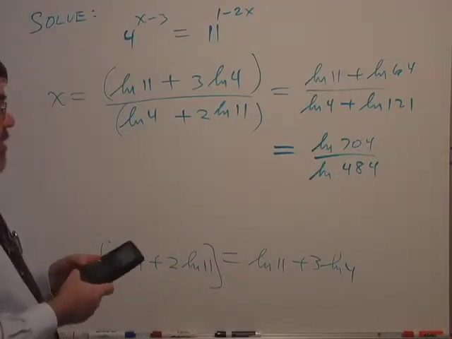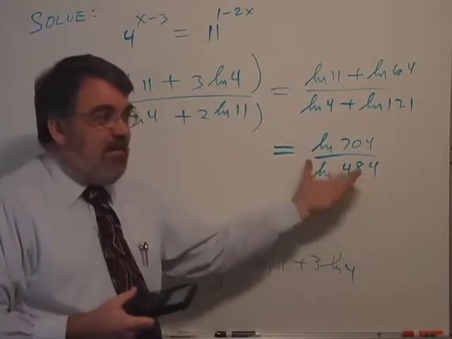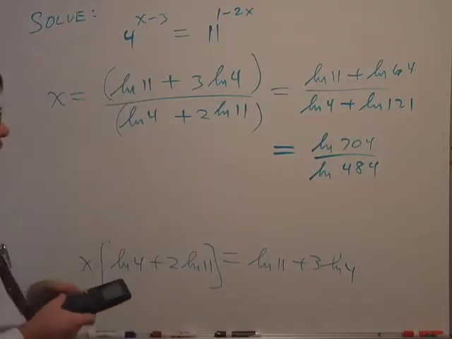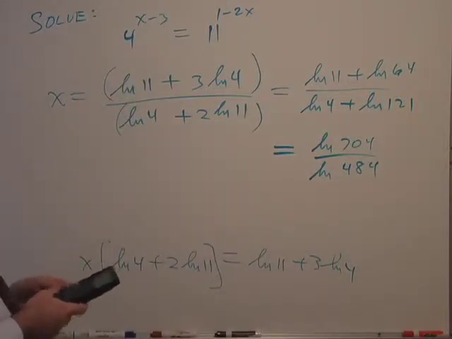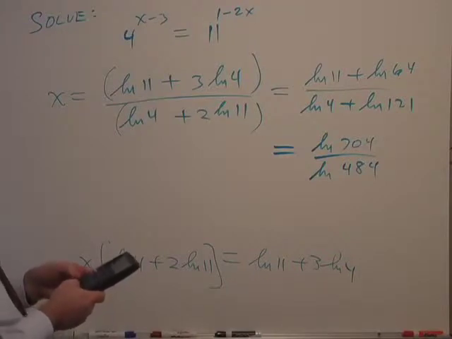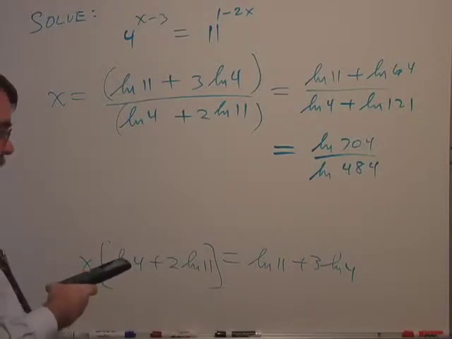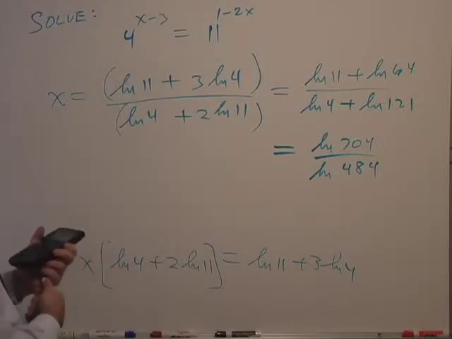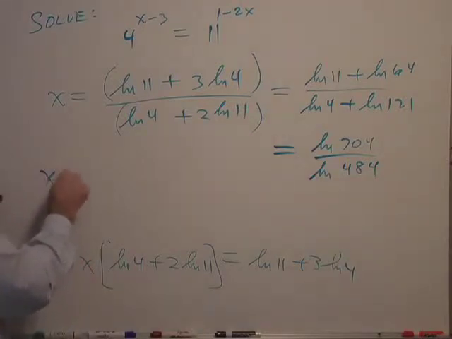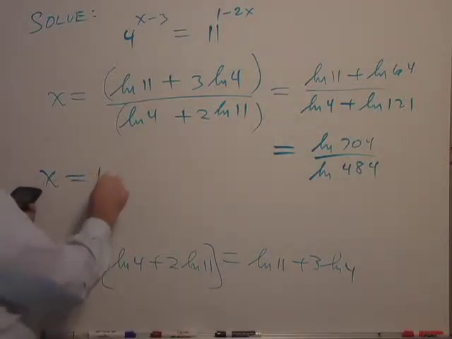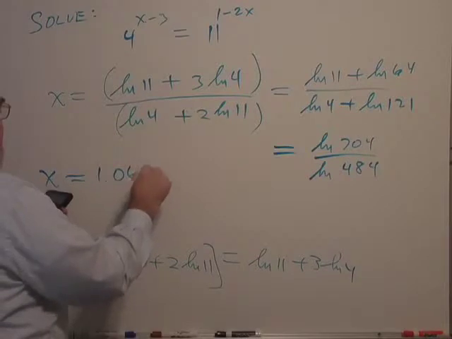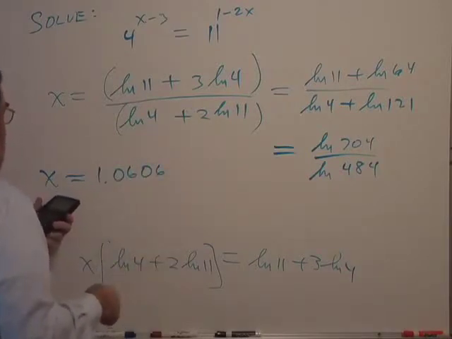Now, because I'm dividing logarithms doesn't mean I subtract numbers. Don't confuse that with the actual quotient rule. All right, so we have natural log of 704 divided by natural log of 484 is approximately 1.06. So x is approximately 1.0606. All right, so I went to 4 decimal places.